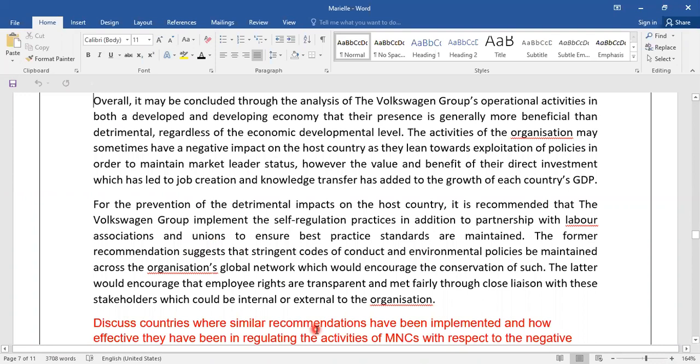jurisdiction of the world. Let's say, for example, Fiat, if I'm saying that name correctly, is a European auto manufacturer. And if you could show how Fiat has partnered with labor associations and unions to uphold higher standards of wages and environmental practice, then that will be really good, because you're not just making a recommendation.